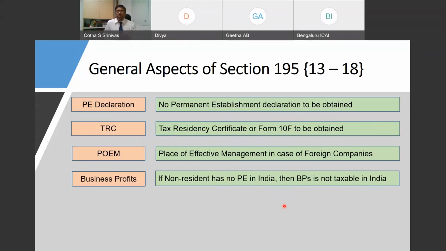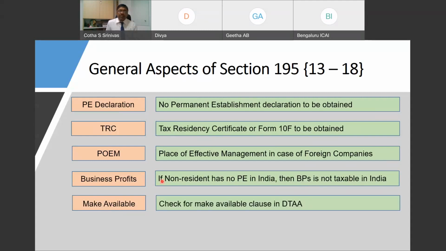So if there is any transaction between India and some other country, say country A, and that transaction is in the nature of business profit, and the entity of country A doesn't have a permanent establishment in India, then this will not be subject to tax in India. That will be subject to tax only in country A. So if the non-resident has no PE in India, then business profit is not taxable in India.